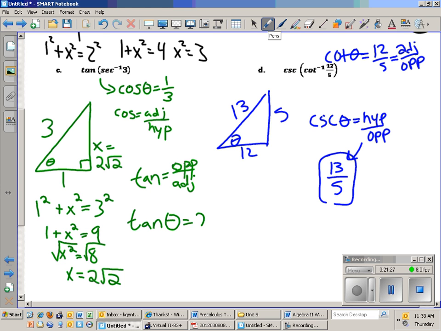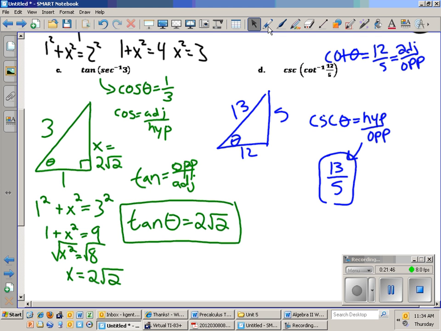Okay, guys, Sam's finishing up here. It looks like Jalen got 13 over 5 for part D, and then for part C, Sam got 2 square roots of 2. Is that what you got? If you didn't, then raise your hand. I'll come around and see you, and I'll help you figure that out. But that's what you do.